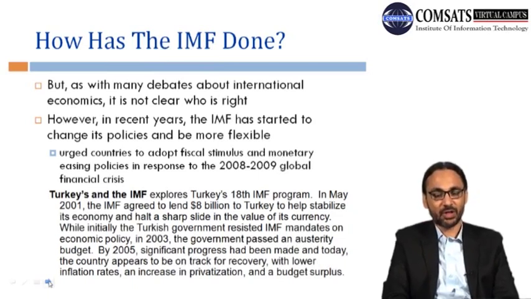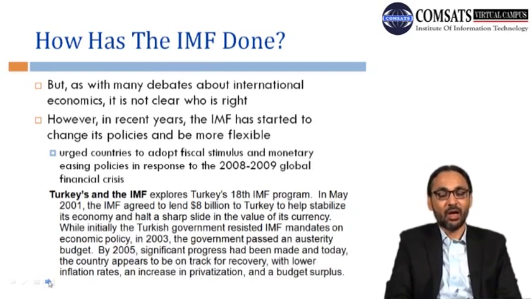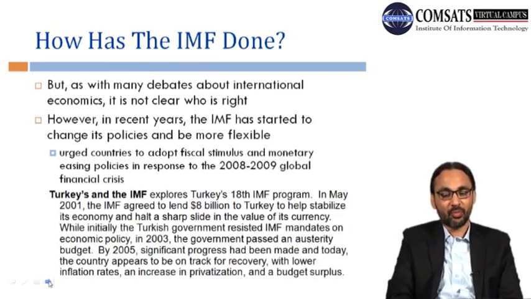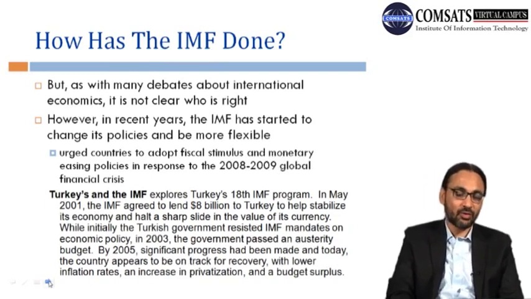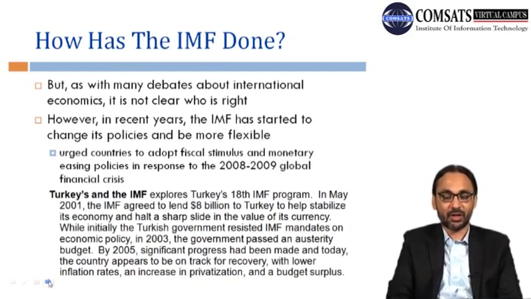Turkey and IMF: Turkey's 18th IMF program was in May 2001. IMF agreed to lend $8 billion to Turkey to help stabilize its economy and halt a sharp slide in the value of its currency, to maintain its currency exchange rate. While initially the Turkish government resisted IMF mandates on economic policy, in 2003 the government passed an austerity budget. By 2005 significant progress had been made, and today the country appears to be back on track for recovery, with a lower inflation rate, increased privatization and a budget surplus.